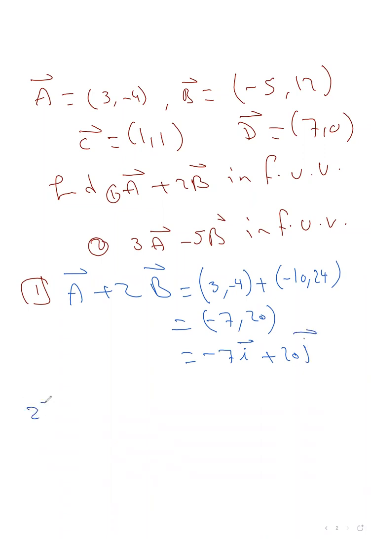كويس. نمبر 2 we can solve number 2: 3a minus 5b. Raise your hand if you know the answer. مينا اتفضل. 3A يعني هتبقى 9 and negative 12 minus التانية 25 و 60.